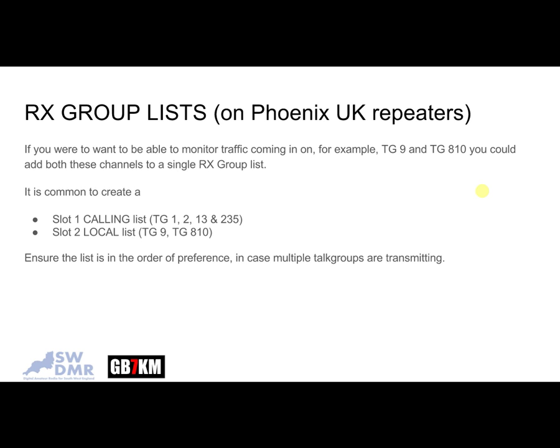You can order the list into an order of preference, so that if, for example, you wanted to hear transmissions on talk group 810 before you heard transmissions on talk group 9, you'd make sure that 810 is higher in the list. So in other words, if people were having QSOs on talk group 9 and on talk group 810, you would need to specify by moving that up higher in the list that you want 810 to come before talk group 9.